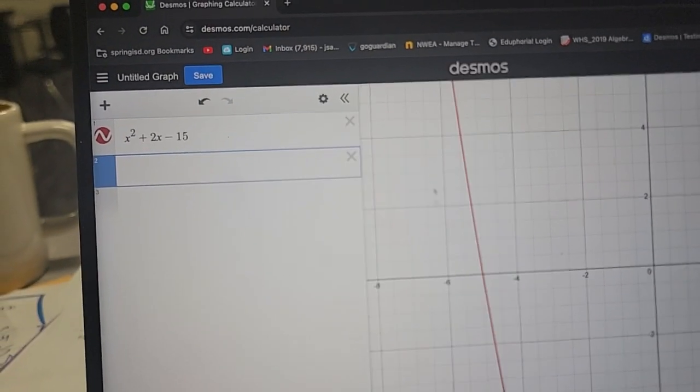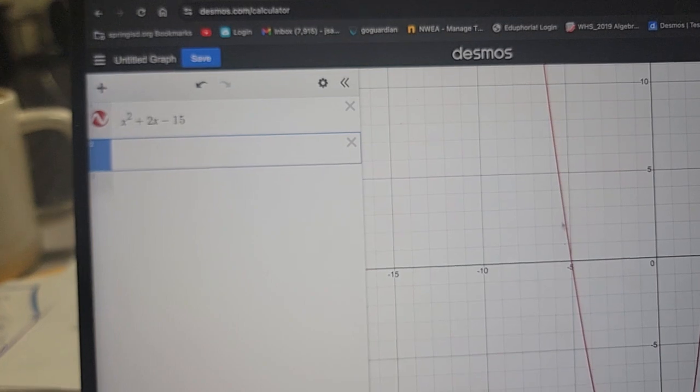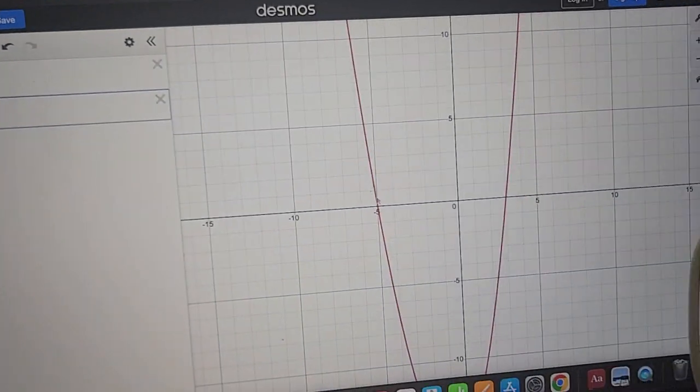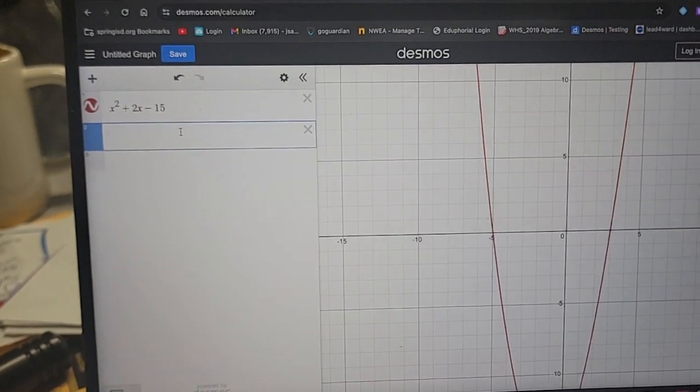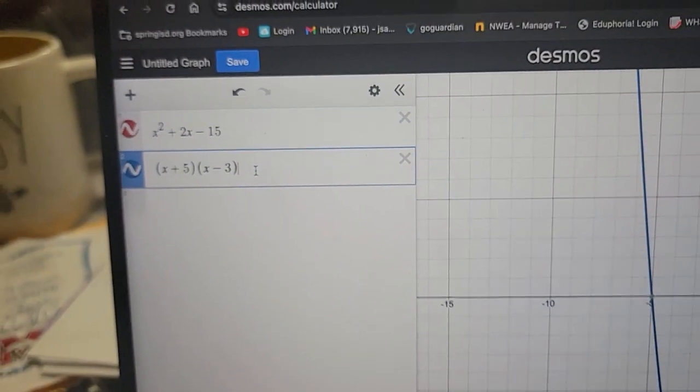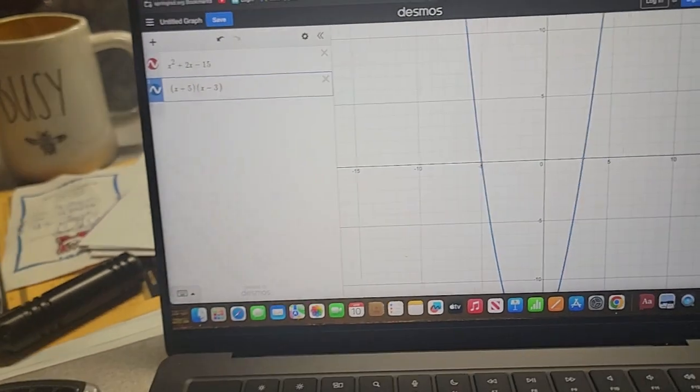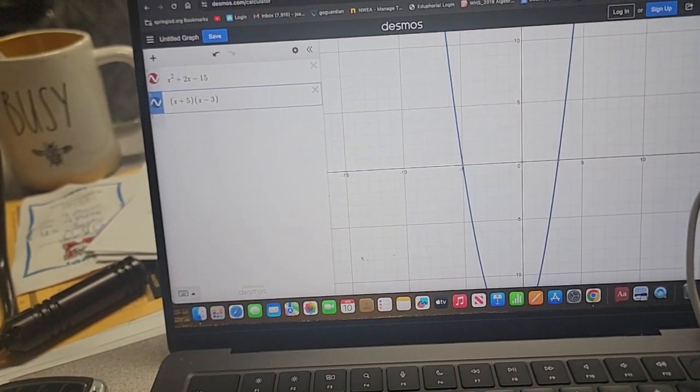So I'm looking for something that's going to be right on top. It's pretty much going to cover the original graph. This red graph is going to get covered by the second one. So let me type in one of these answer choices. When I type this one, x plus 5 and x minus 3, notice how the blue is now on top of the red.